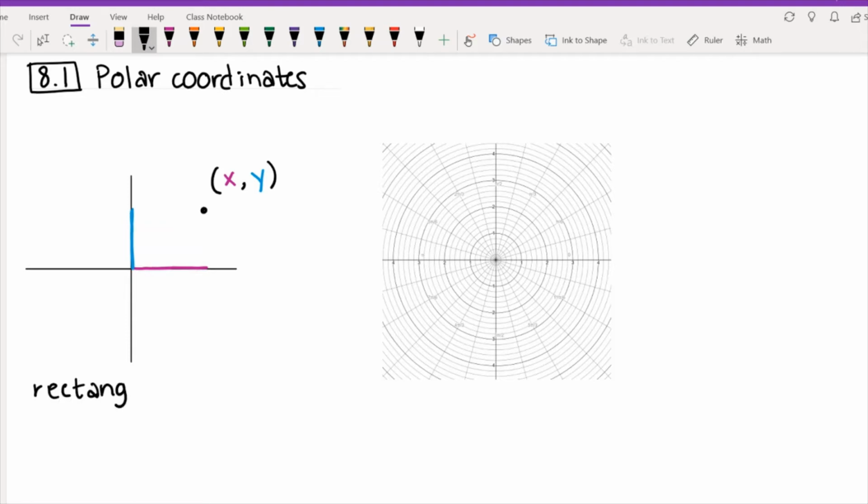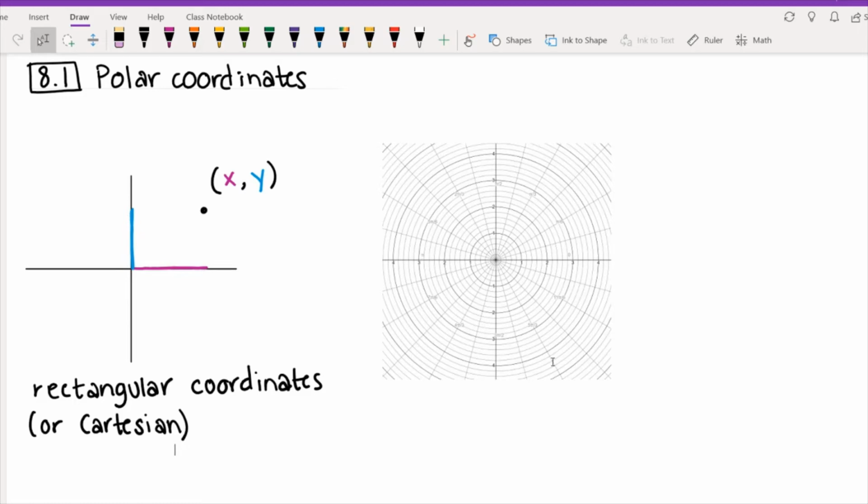You might also sometimes hear them called Cartesian coordinates. Maybe I'll just write that down. Your book uses rectangular, but if you ever hear the Cartesian plane, it's just another word for rectangular coordinates.